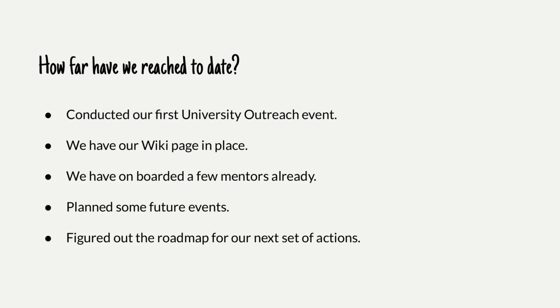Now, how far have we reached today? We have already conducted our very first university outreach event, and I will come back to that in the next slide. And we have our wiki page in place. The wiki page lists all the things ranging from the mission and aim of this program, what we are looking forward to in our next event, what we have already done, and what the roadmap is for our next set of actions. You can visit the wiki page. We have the link in the last slide.